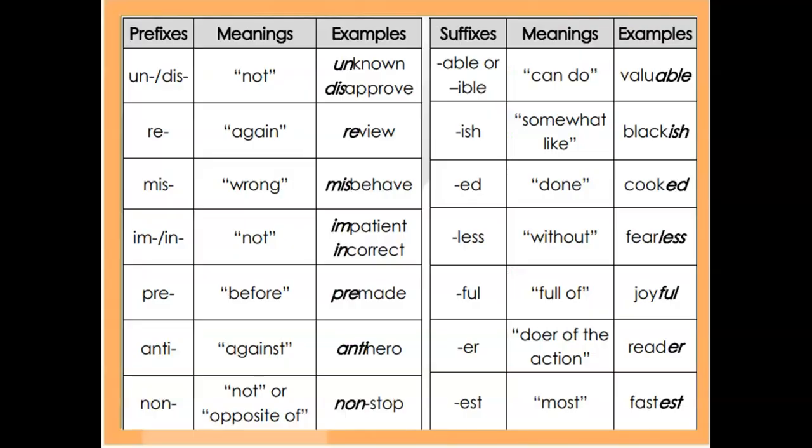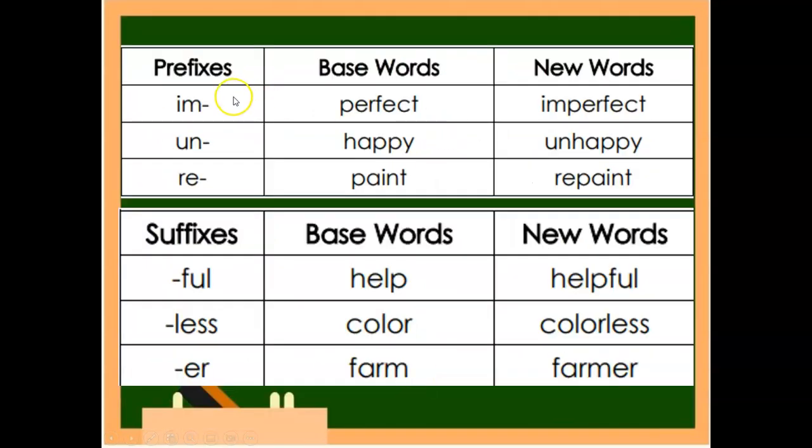Here are some examples of the prefixes and their meanings, and also the suffixes and their meanings. Dis means not, re means again, and so on. So let's say, for example, the prefix is im, and the base word is perfect, and the new word is imperfect. The base word is happy, and the prefix is un, and the new word is unhappy.